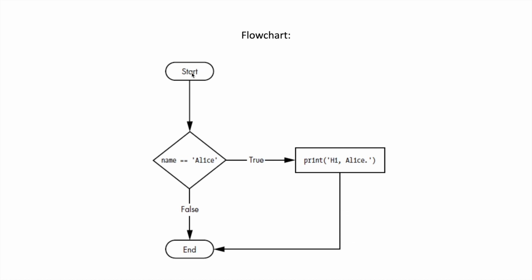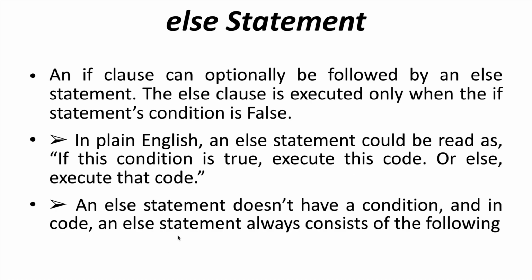So if you want to know more about flowchart, you can see that video. Okay. So you are going to start. The if statement will check the condition whether the name is equal to Alice. If the condition is true, it will print Hi Alice. If the condition is false, it will come out. It will just be skipped.